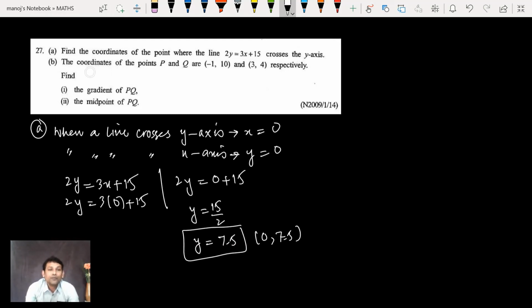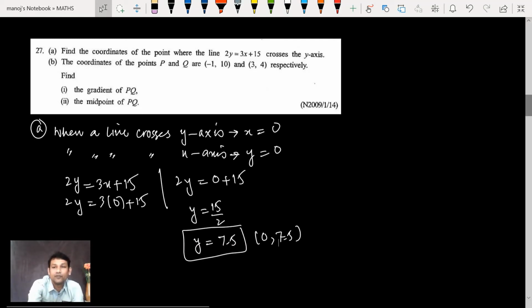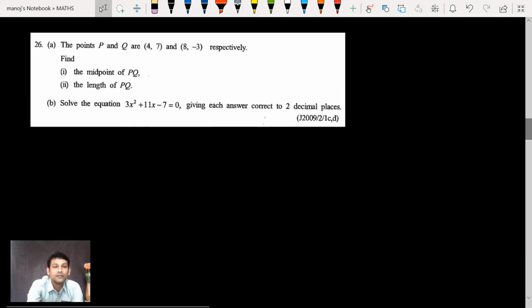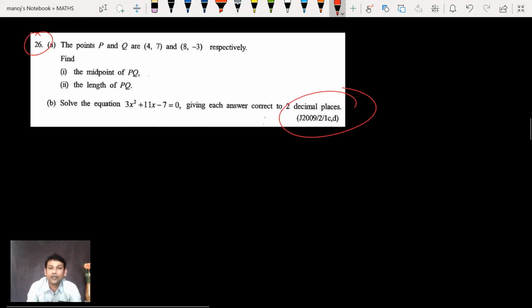Okay, B part, find the gradient and midpoint of P and Q. Sorry, the coordinates of P and Q are given, and the gradient and midpoint are required. I think there is no problem to find this. You can do it. We have already done this type of example. Second part, this is June paper 2, question number 1, part C and D. I think there is no problem to find the midpoint.